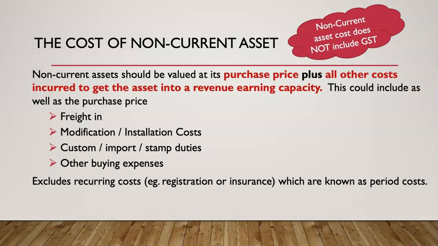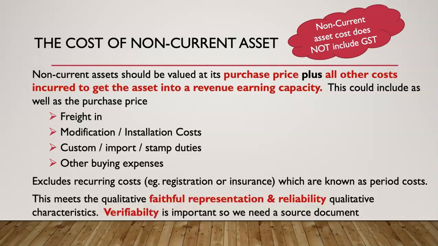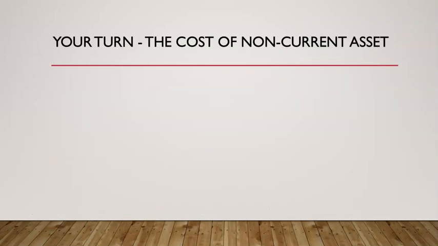So as always, examples are really good to understand the concept. Why do we do this? We do this because it meets the qualitative, faithful representation and reliability characteristics. We want to understand and faithfully represent how much our assets cost, and we want it to be really reliable. We achieve the verifiability assumption because we're getting all this cost information from a source document. Importantly though, it's all about examples for understanding this, so let's go through one. What is the cost of this non-current asset?